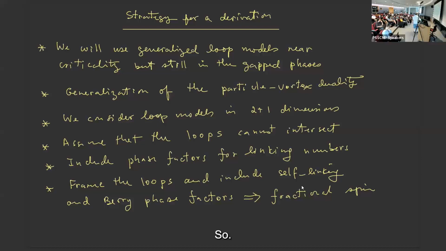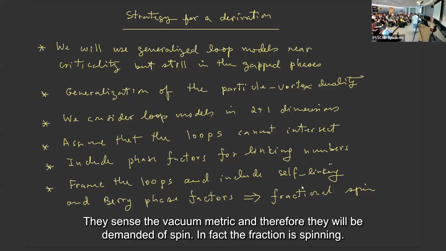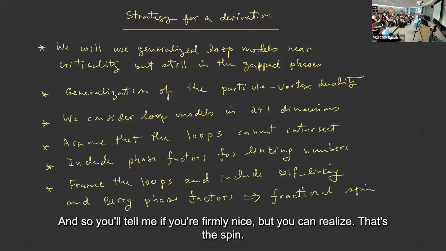Okay, you're going to see that this is going to produce phase factors because, through this framing, they sense the background metric, and therefore you get an analog of spin, in fact a fractional spin. And so not only do you fermionize, but you fermionize with a spin, which is non-trivial. So it has to be both.